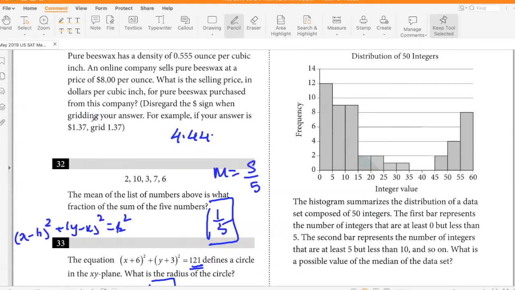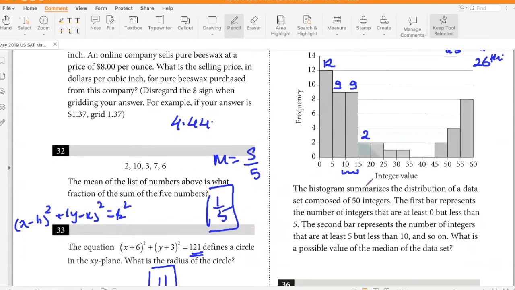Okay, so 50 integers. So median would be the average of the 25th and 26th values. So this is 12, this is 9, this is also 9, this is 2, and so on. So 25th value, 12 and 9, 21. So 25th and 26th values will be between 10 and 15. So at least 10, but less than 15.